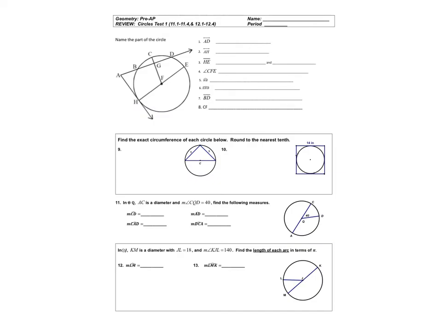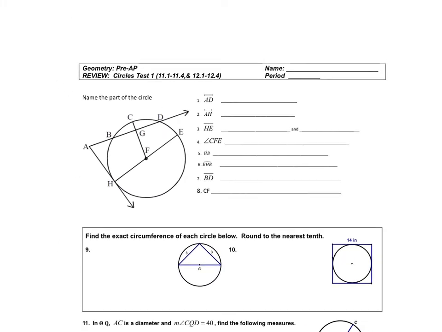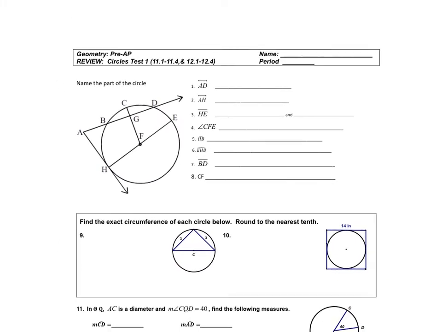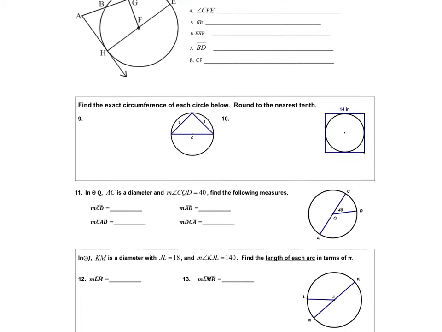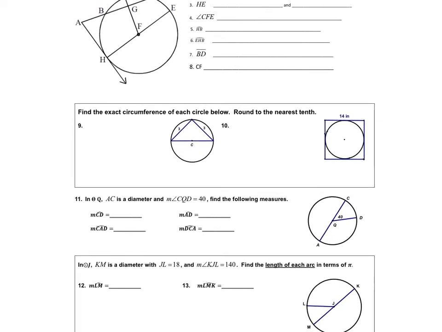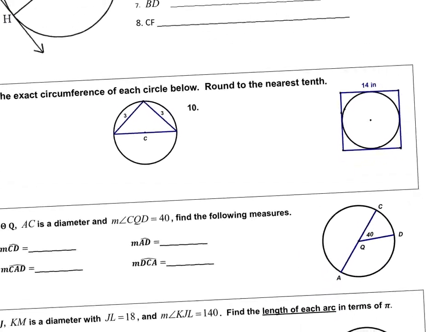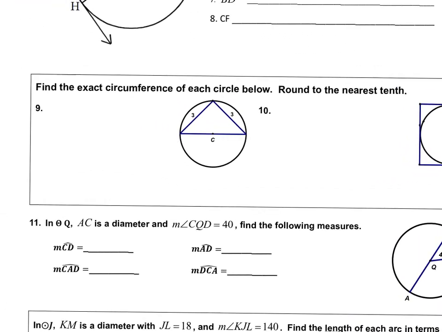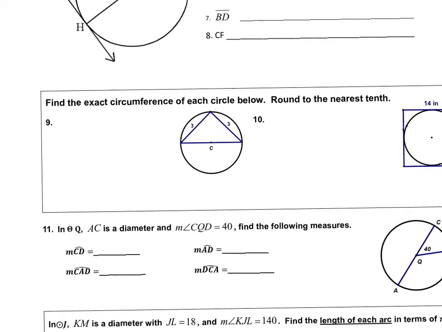Now when you get to this page, make sure you know your parts of the circle. I do want to talk about number 9 real quick because there are some prerequisite skills in that problem, meaning that you needed to recall that. Let me make this a little bit larger.